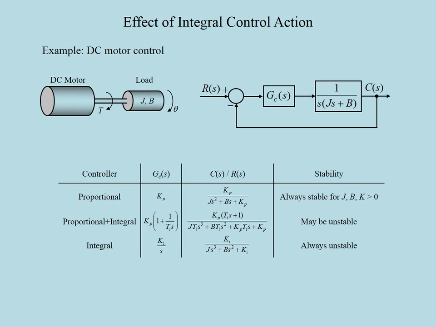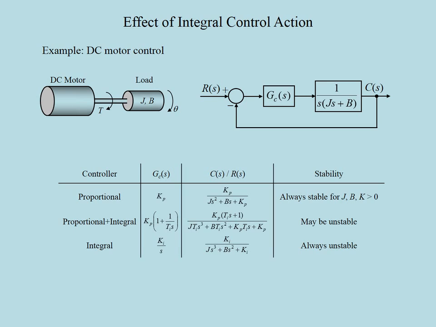If G_C is equal to Kp, that is, if we use proportional control only, the closed-loop transfer function will be of second order, and all coefficients of the denominator polynomial will be positive. That means the closed-loop system is stable regardless of the value of Kp. However, if we add integral control action besides the proportional control, the resulting transfer function will be of third order. That means the stability of the system will depend on the values of Kp and Ti, and the system may turn out to be unstable.